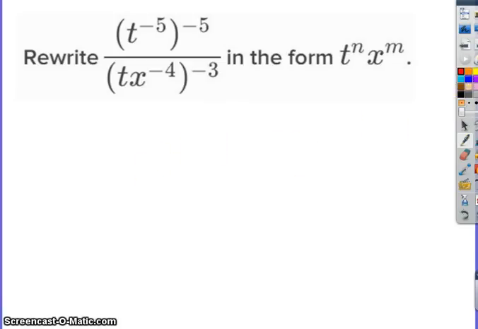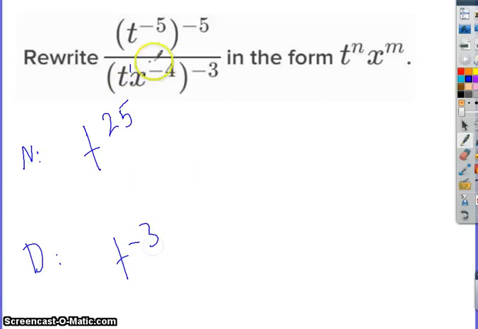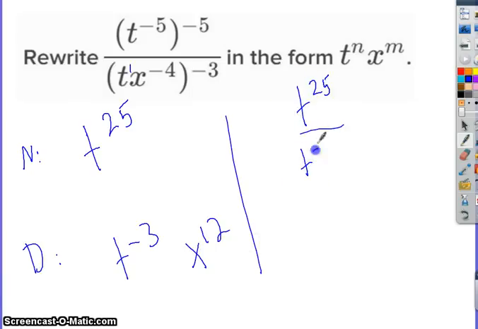And the numerator. This is pretty much the same thing over and over. There's little tricks here and there that people get confused by. 5 times 5 is 25, and then the denominator. You can put a 1 here if you want to. T to the 1 times negative 3 is negative 3, and 4 times x to the 4 times 3 is 12. Putting those together, t to the 25th over t to the negative 3rd x to the 12th.